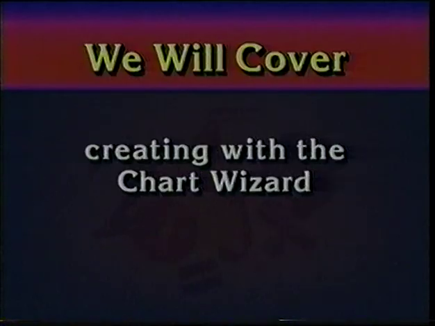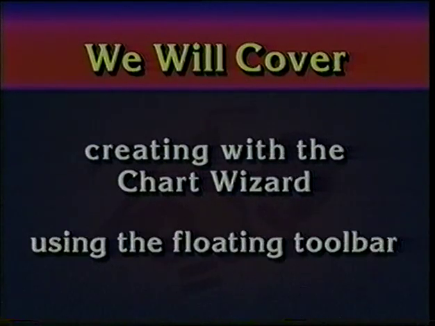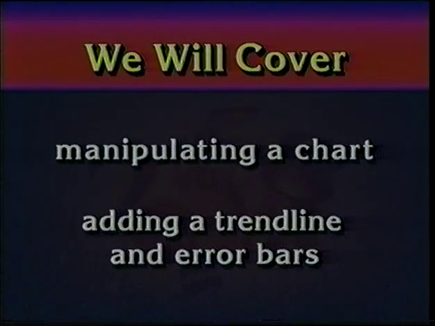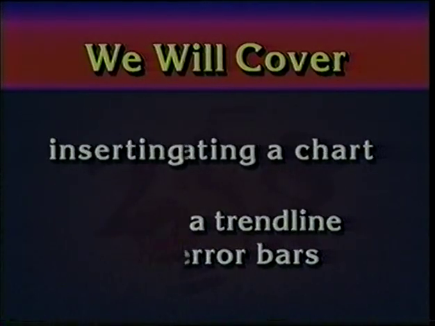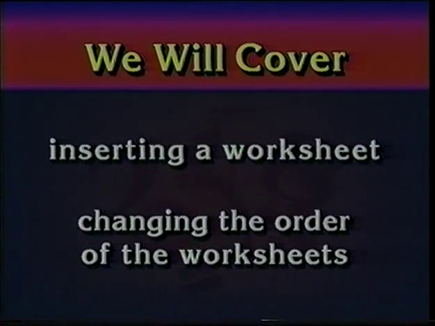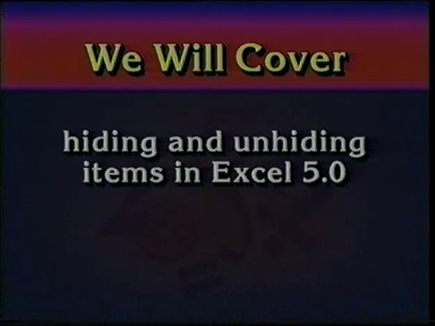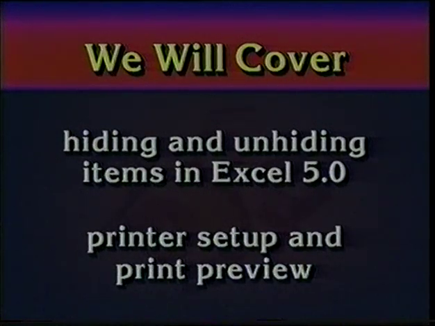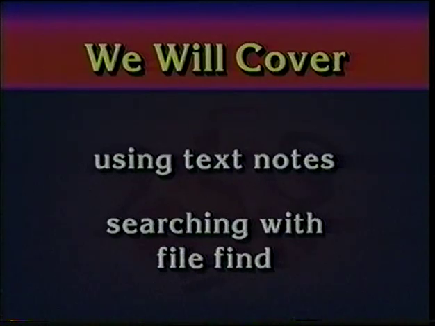We'll create a chart with the Chart Wizard and explain the floating toolbar. We'll manipulate the chart and add a trend line and error bars. We'll insert a worksheet from another workbook into our current workbook, then change the order of the worksheets. We'll hide, then unhide a row, column, worksheet, and workbook. Then we'll explain printer setup and print preview. Finally, we'll demonstrate text notes and file find.